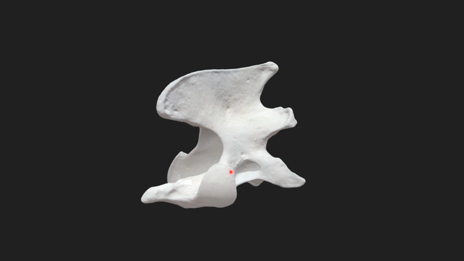Cranial vertebral notch is also called incisura vertebralis cranialis. Similarly on the caudal side, this is the caudal vertebral notch, also known as incisura vertebralis caudalis. So these four notches combined help in the formation of the intervertebral foramen.